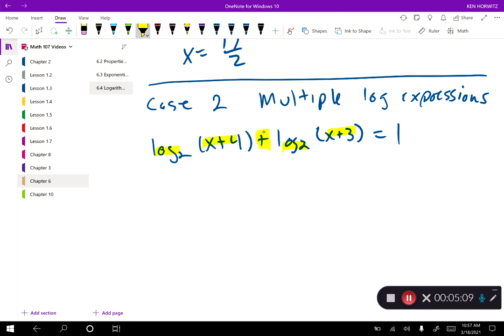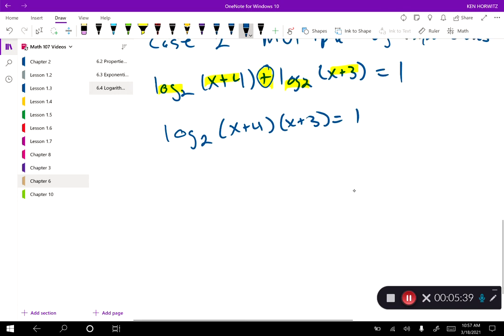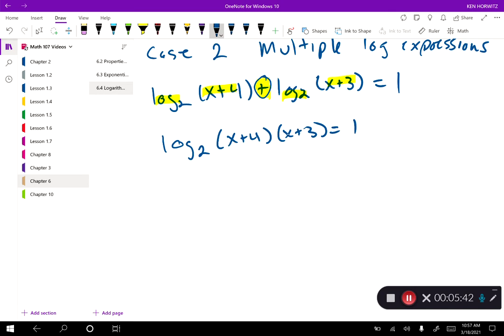All right, so basically what we need to do is we need to combine however many log expressions we have into a single log expression. So in this case, I'm going to be able to do it by using the product property. Remember, if we add 2 logs, we can multiply them. So I have the log base 2 of x plus 4 times x plus 3 equals 1. And now that I have a single log expression, right, even though I have variables in 2 places, I have x and x, it's a single logarithmic expression. I can change to exponential form. My base raised to my exponent equals my argument.